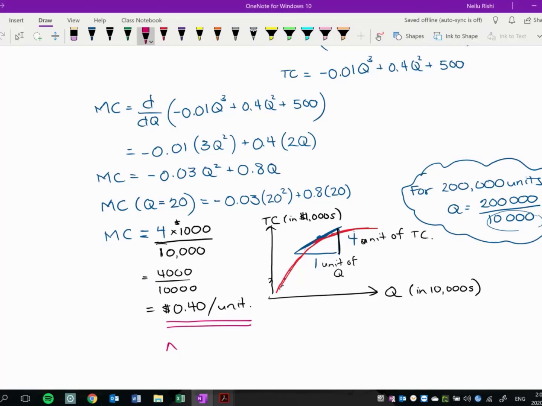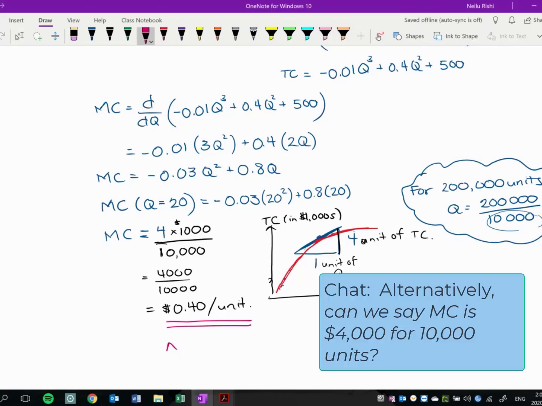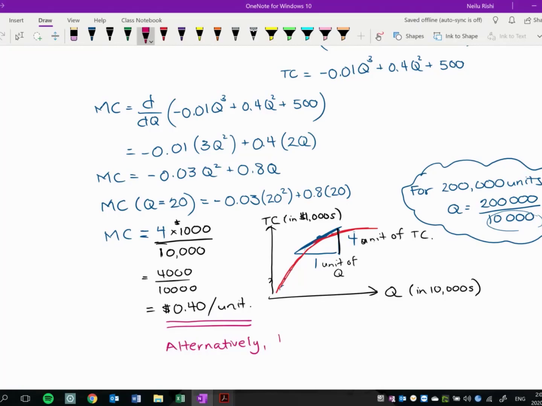Any questions on those unit conversions in particular, any of it? Yes, you can. So Lanyan is saying, alternatively, can we say that the marginal cost is equal to $4,000 for every 10,000 units? Absolutely. That is perfectly correct, because that's exactly how we got to the 40 cents per unit.